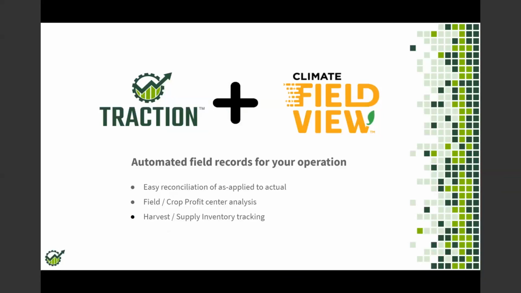I can either take them during the presentation, if there's a suitable moment, or we can aggregate them for the end. So, Traction and Climate FieldView: automate your field records for your operation. Clearly, in order to do successful analysis of your field profit center by field or by crop, to get the key performance indicator of revenue, cost, and margin per bushel or per acre, automating that field record component to get all of that field activity into your accounting application is the goal of this connectivity.